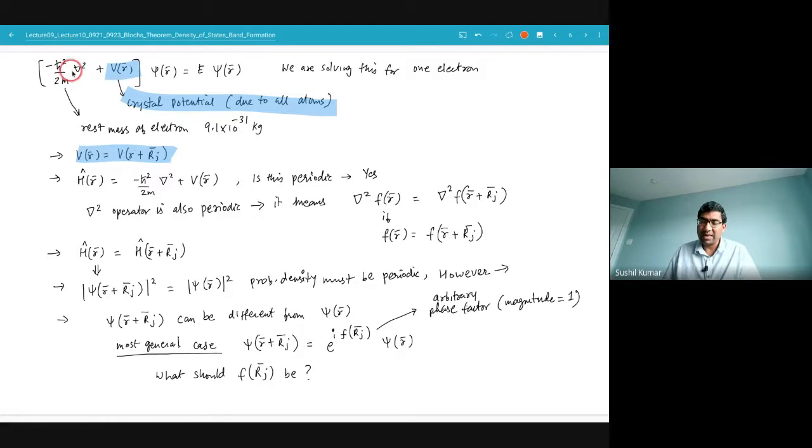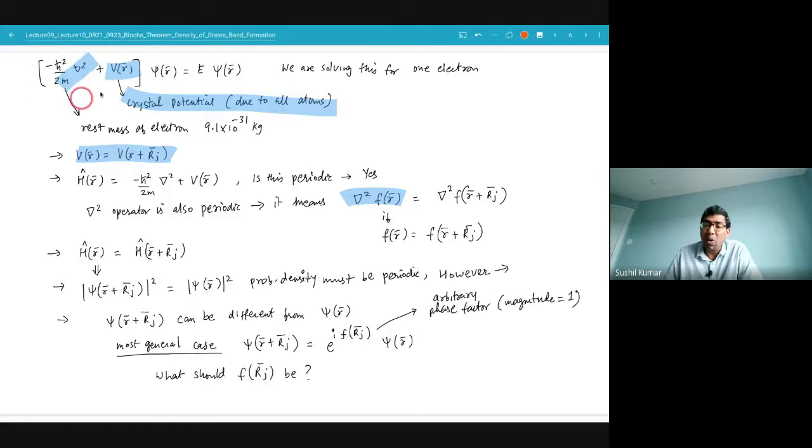Now, incidentally, it turns out the Laplacian operator is also periodic with the periodicity of the lattice. In fact, it's periodic with any periodicity. What that means is that the Laplacian operator operates onto some function of space. If it operates onto a function which is periodic with the periodicity of Rj, you will get the same value. That's what it means. So then I can also say that this Laplacian is also periodic with the same.